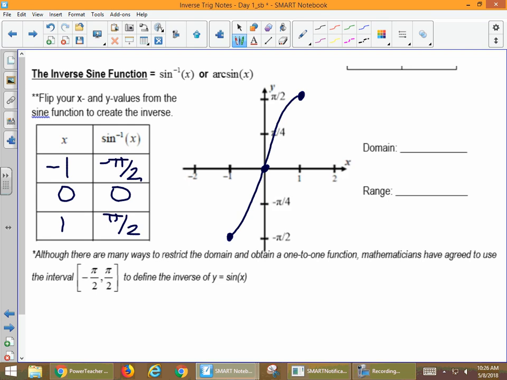Okay? Domain here, domain is always your x's. So our new domain is negative 1 to 1. That was the range of the original. Our range is the same as the domain of the original. The range is negative pi over 2 to pi over 2. Those questions right there are really trivial if you graphed it right. Because you're just looking at endpoints. These don't go on forever. It's a little sliver. It's a little kind of curvy sliver. Okay?